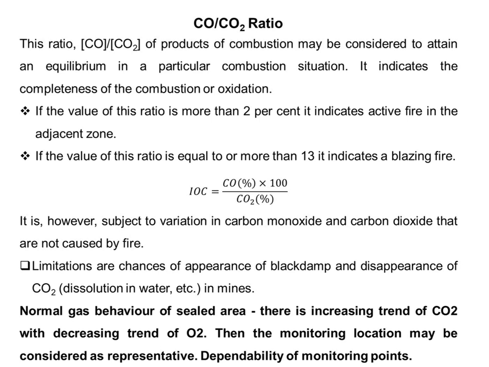I also said that the Jones and Trickett ratio is the most important thing, and I am coming to that ratio. Before that, I want to discuss the normal gas behavior of a sealed area: an increasing trend of CO2 and a decreasing trend of O2. As I told in the first or second video, if the oxygen percentage is more than 12%, it will be an explosive mixture because CH4 is there. But if there is a decreasing trend of O2, it should not be explosive, and there are no chances of fire or explosion in that closed system. So you must go through that.